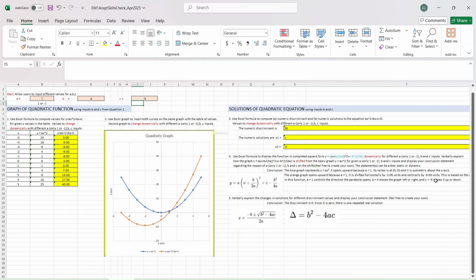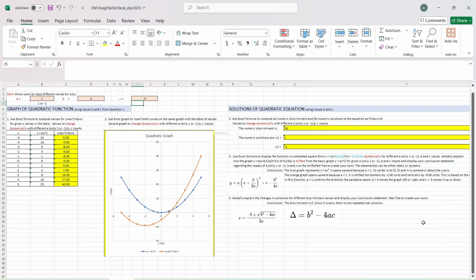From the completed square form, we can easily identify the vertex, the axis of symmetry, which is the vertical line that goes down through the vertex, and whether the graph opens upwards or downwards. So just by changing the values in Excel, we can see the graph shifts in real time.